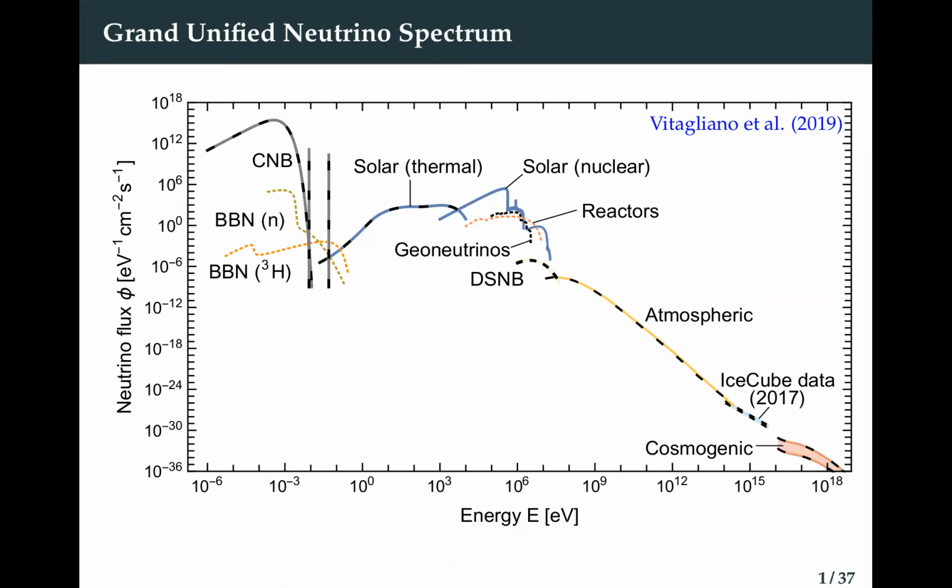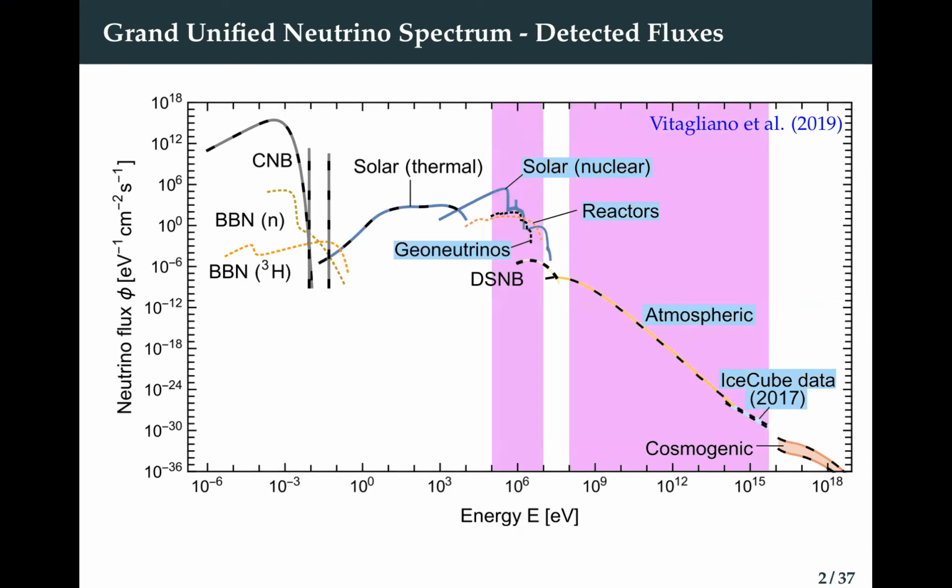We can see here that it spans many orders of magnitude, and we already made some progress towards measuring parts of this neutrino spectrum. So we measured the solar, atmospheric, and reactor neutrinos. We have also seen the astrophysical high energy neutrinos. But as you can see here, there are still some gaps. There is, of course, the gap on the lower energy part, which is very challenging to detect. But we also have the gap around 10 to 100 MeV, where especially the DSNB and atmospheric neutrinos are.